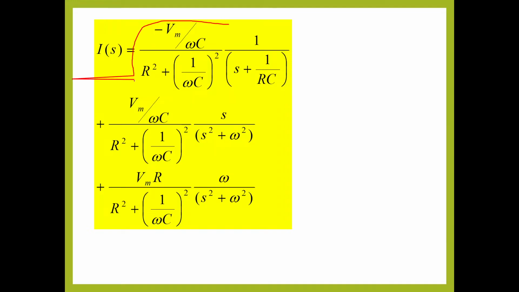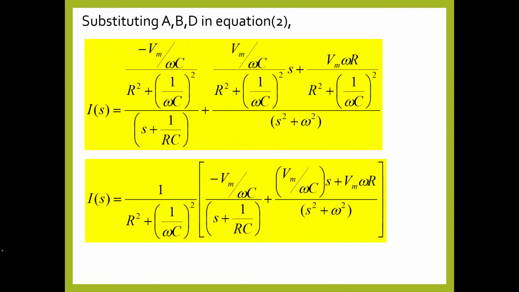Okay, so I can do that once again. Within this bracket, you can split it into three parts. If you split it into three parts here, this term again, you can write it aside. You will get 1 divided by s plus 1 by RC. Take the inverse Laplace to determine i of t, you will get e to the power of minus 1 by RC t. And you split this expression into two terms.